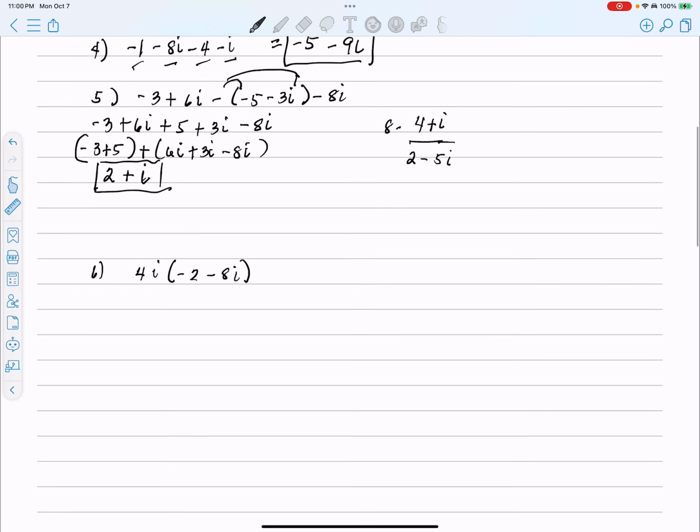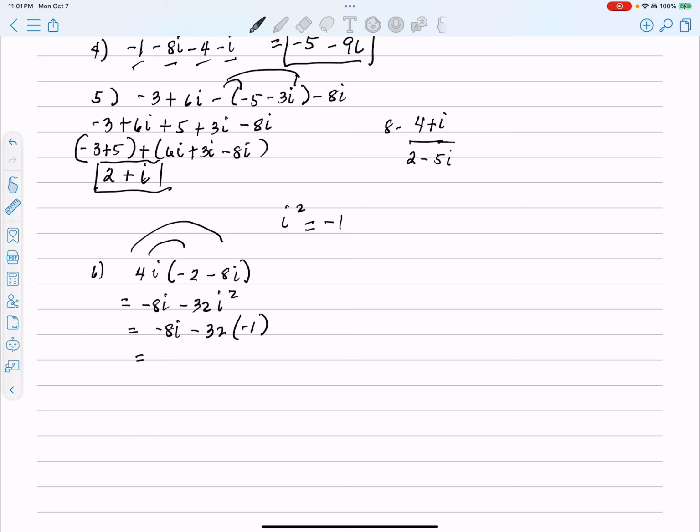Let's use the distributive property. Multiply each term inside the parentheses. So 4i times negative 2, that is negative 8i. 4i times negative 8, that is negative 32. i times i, that is i squared. Okay, you have negative 8i minus 32 i squared. Remember I said i squared is equal to negative 1. So we substitute the i squared with a negative 1.